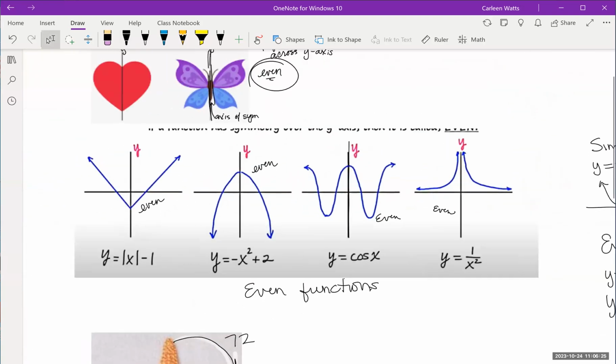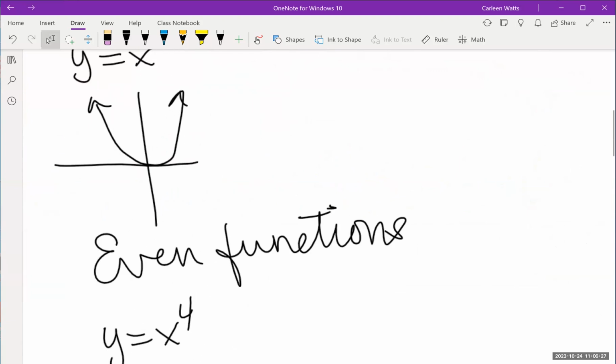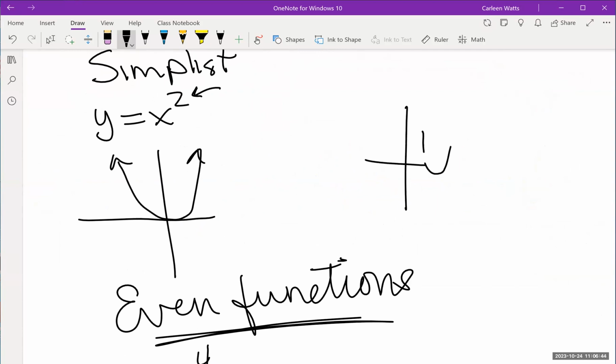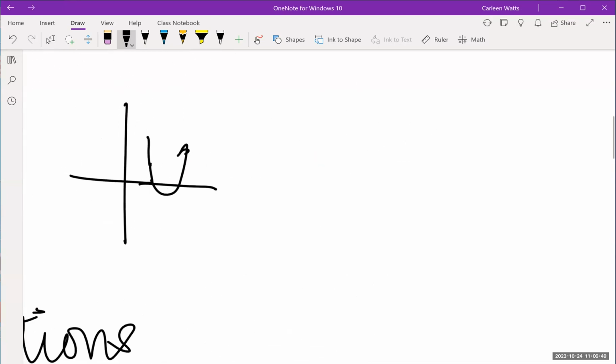Okay, and there are the graphs. The simplest even function is y equals x squared. What a coincidence. The exponent is even, and it is an even function. Now, not all parabolas are even, because what if I move it over here? Is this one even? No, it's not. I can't fold it anywhere I want. The fold has to be the y-axis. So this would be no, it's actually neither.